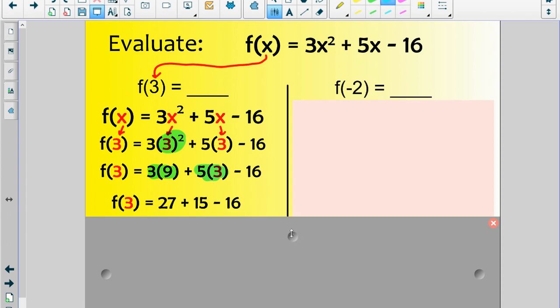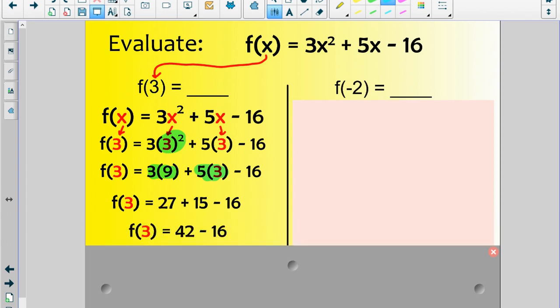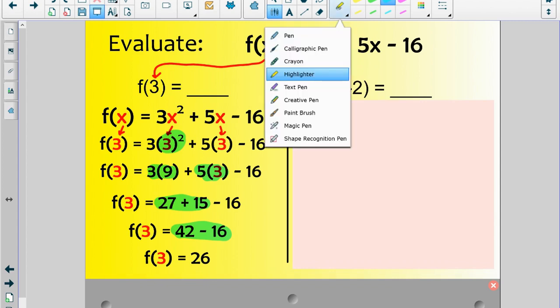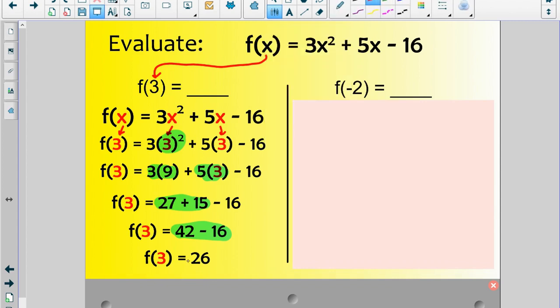So adding and subtracting, you go left to right. So we add first in this case to get 42. And then finally we subtract, 42 minus 16 is 26. So in the end it says f of 3 equals 26. And what that means is when I put x equals 3 into the polynomial, it gave me a value of 26. So evaluate means find the value of that function. So in our second example, we have f of negative 2.